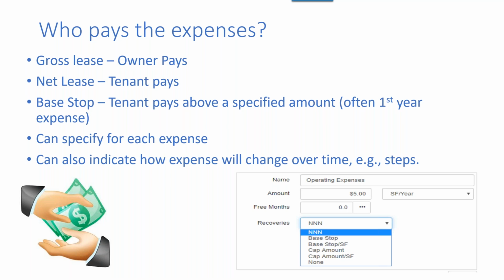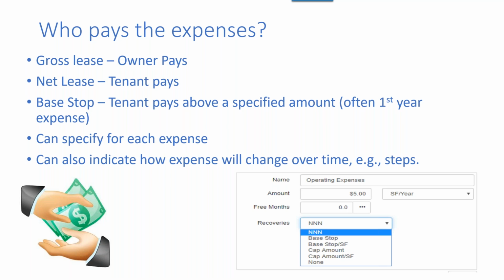There might also be a stop where we say, okay, we're going to pass through anything above $5 per square foot, let's say, but if it hits $10 per square foot, anything above that, the tenant again has to pay. So a lot of different ways these things can be structured.